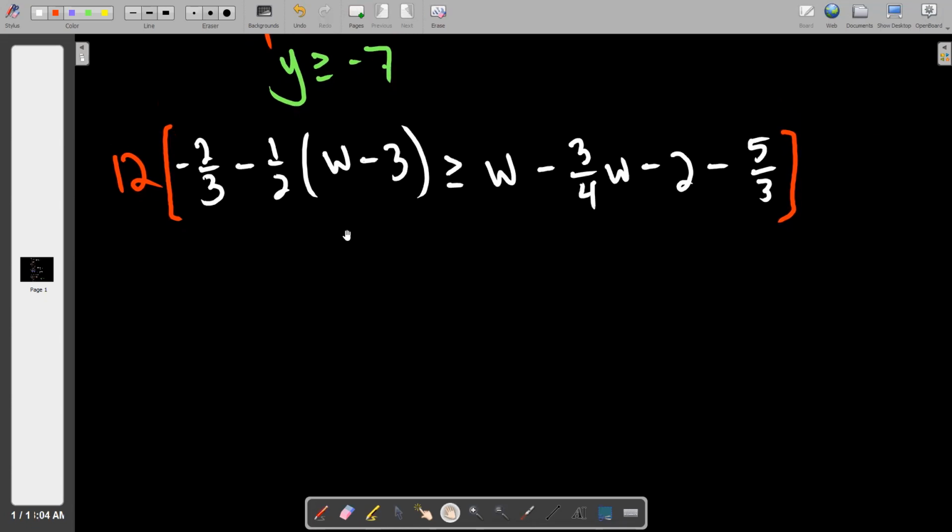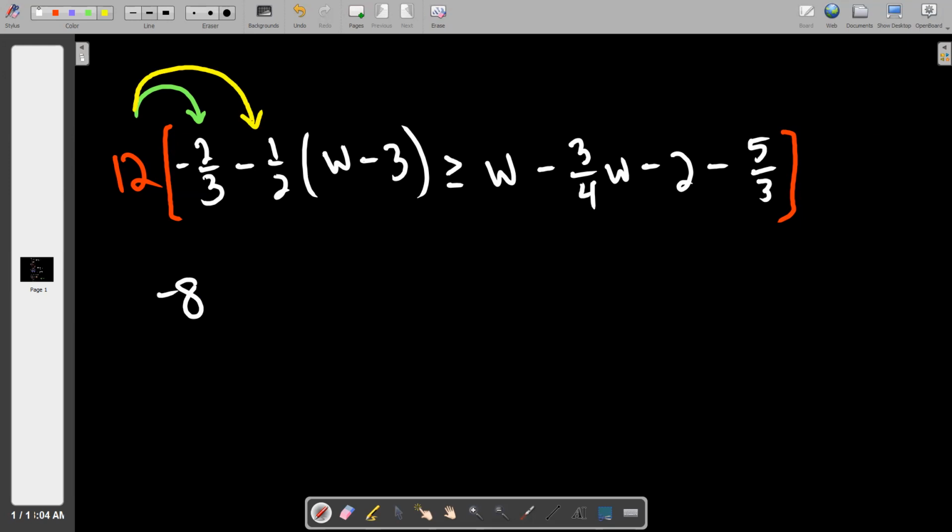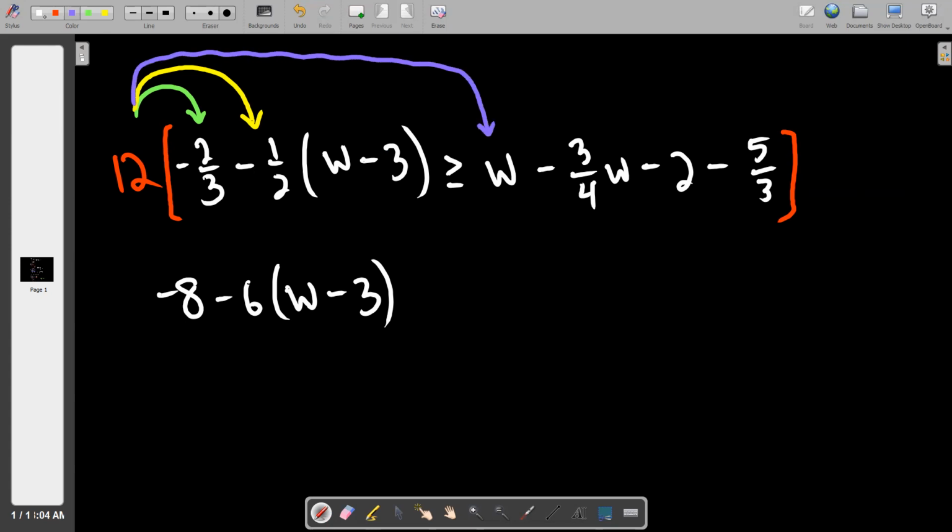And that is that. So when the 12 multiplies to this first one, you should know how to do the hook by now. Divide and multiply, you get negative 8. When the, follow the yellow arrow now, when the 12 multiplies here, you get negative 6. And then the parentheses are still there. But the good news is that the fraction is out of play. So that's nice and peaceful. And then purple arrow, don't forget to come right here. That's 12W.